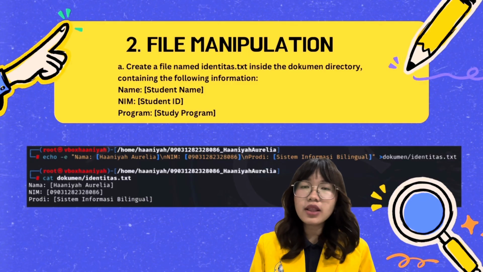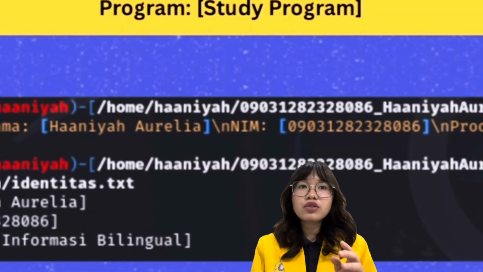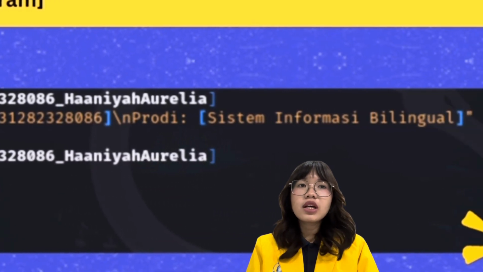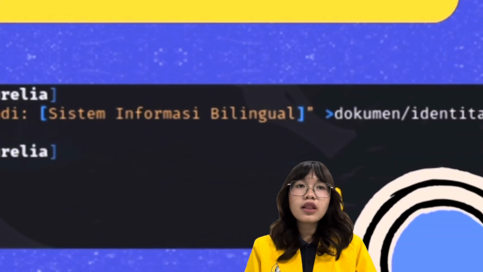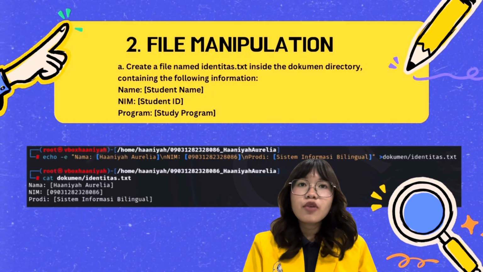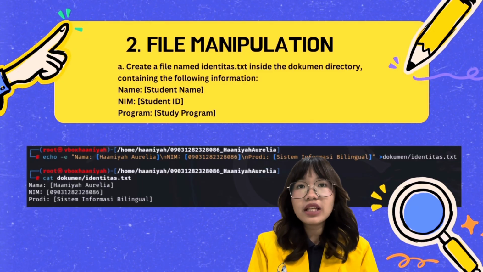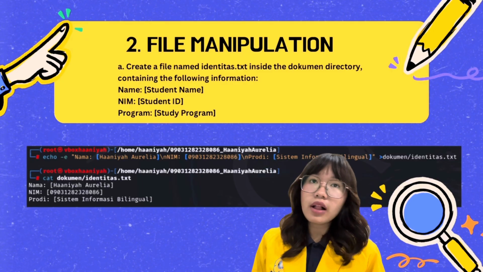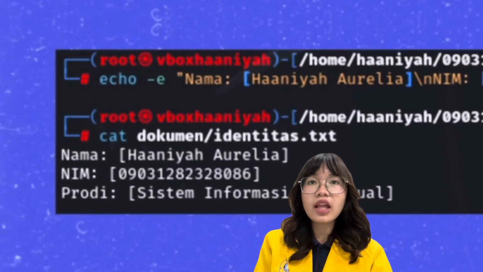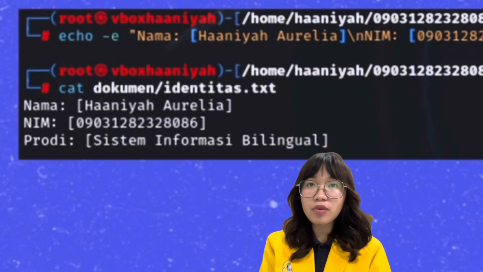Use the following command: echo -e "nama Hania Aurelia" and "NIM 0903-1282-3280-86" and "prodi sistem informasi bilingual" > dokumen/identitas.txt. Using echo -e, we can write multiple lines in a single command and save them into identitas.txt. Then, to verify the file content, use cat document/identitas.txt and the output will be this: nama Hania Aurelia, NIM 0903, prodi sistem informasi bilingual.